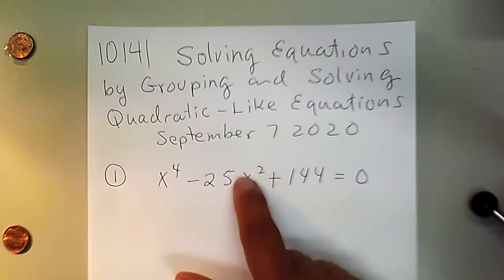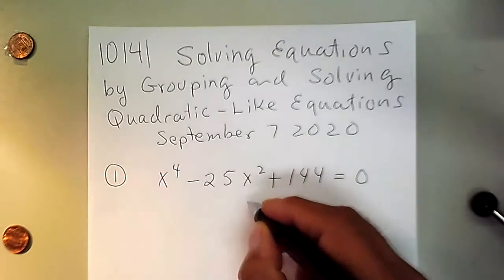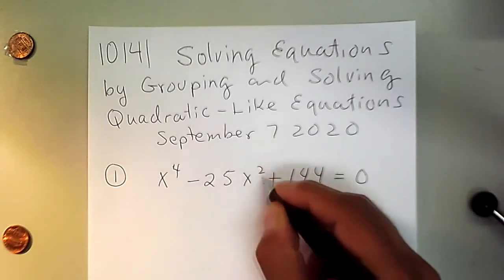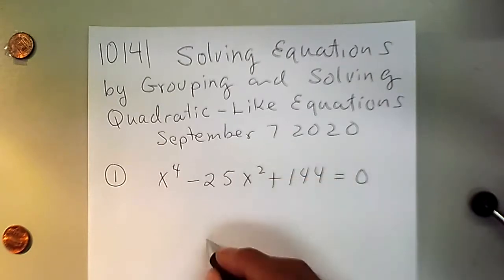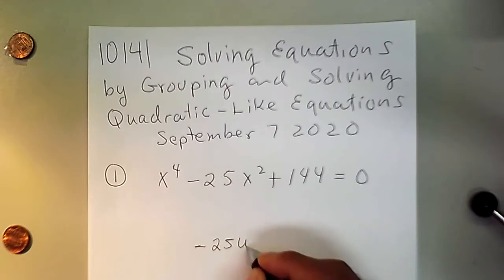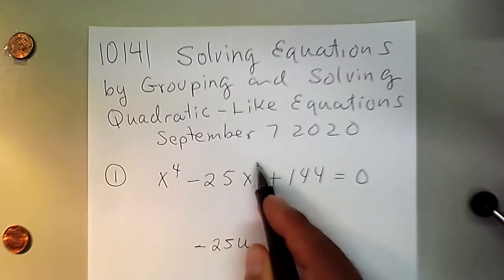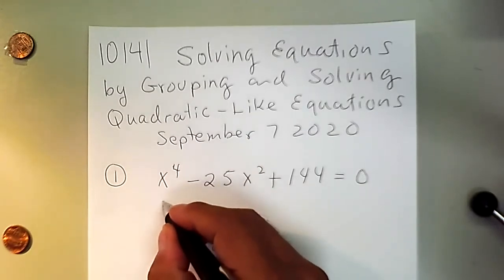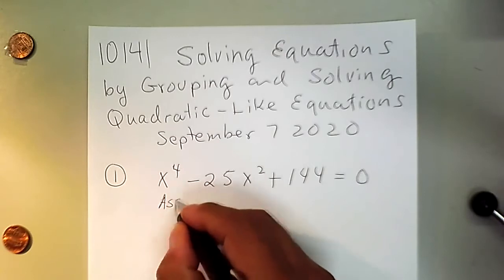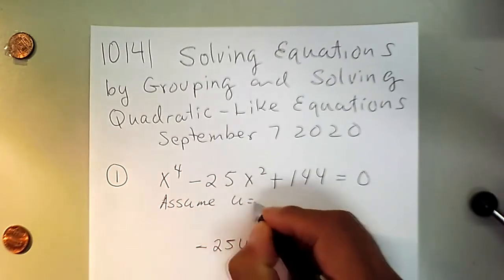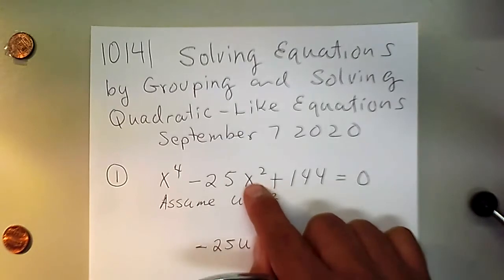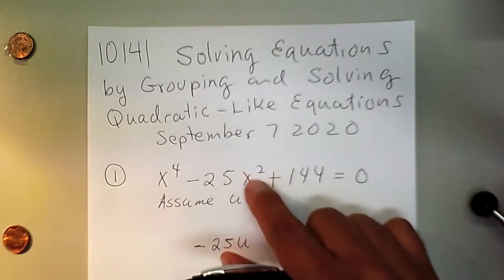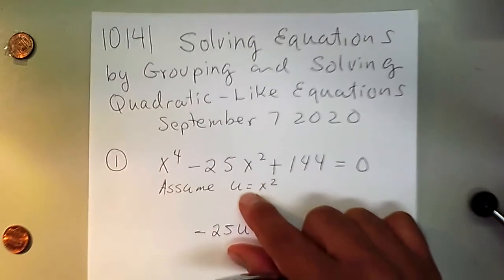We need to change the variable. So pretend this is a new variable, and you can label it anything you want. Let's say u. Okay, so pretend this guy is u. If this was u, then this term would be negative 25u, not u squared, the entire thing. So assume u is equal to x squared. So we replace x squared with u because we're assuming they're the same.